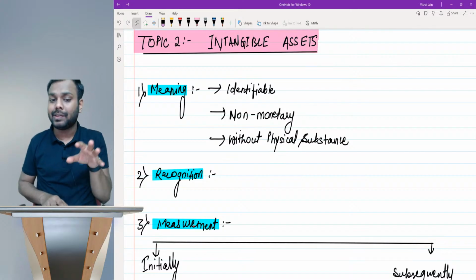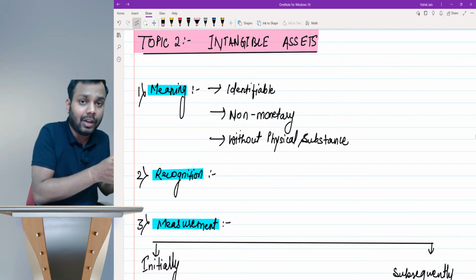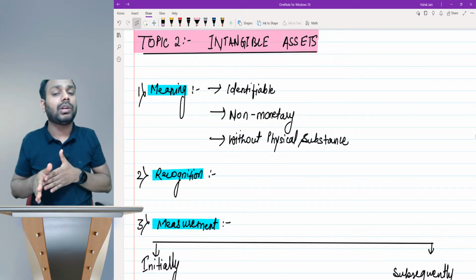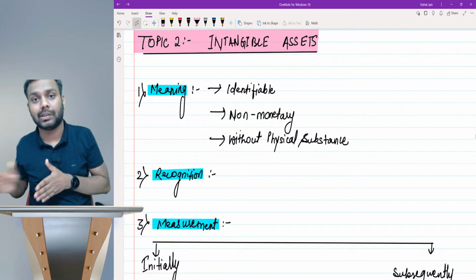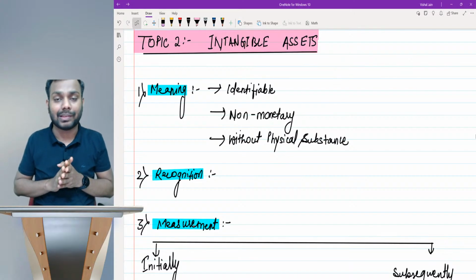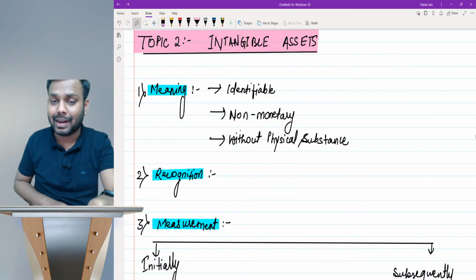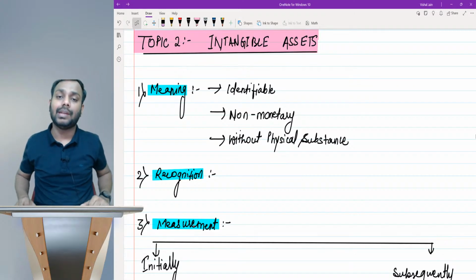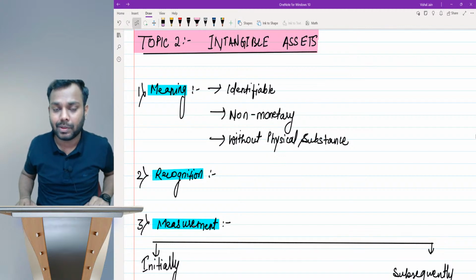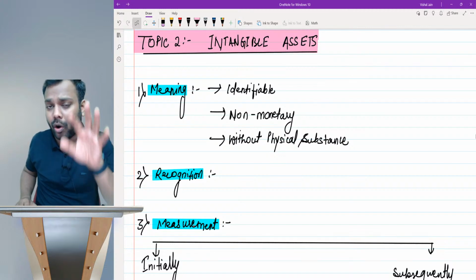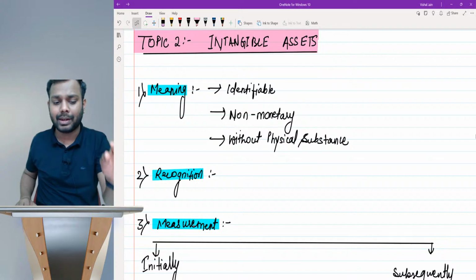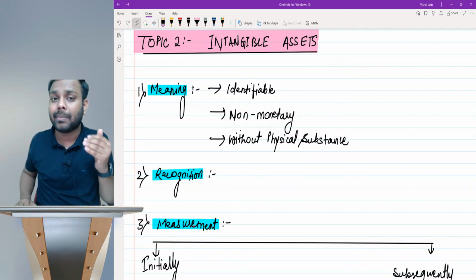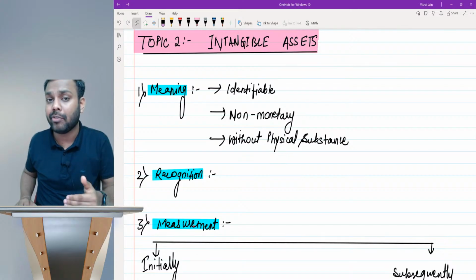So what is an intangible asset? Any identifiable asset which is non-monetary in nature, and which does not have any physical substance. Any asset having these three features is called an intangible asset. And to your surprise, all the recognition criteria and measurement criteria are exactly the same as property, plant and equipment.